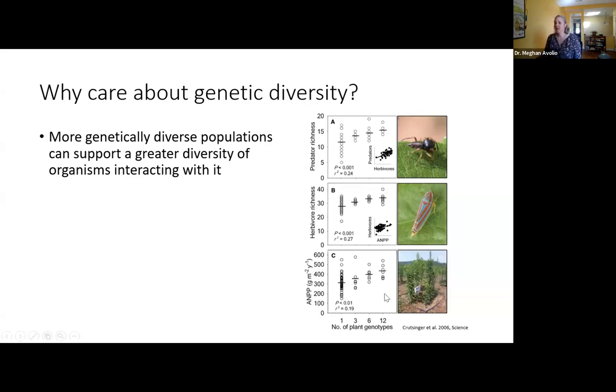They also found in this example that there were a higher number of herbivore insects on these plants, and then a higher number of predator insects on these plants. So the genetic diversity of plant species can propagate upwards to support higher levels of genetic diversity at other trophic levels, such as insects that are associating with plants.